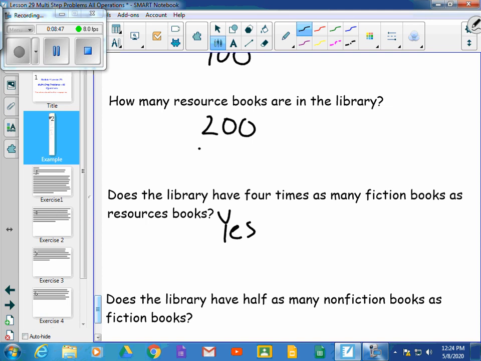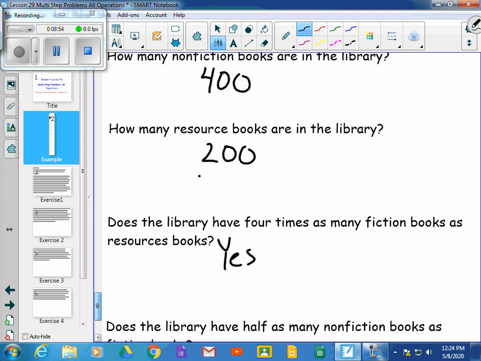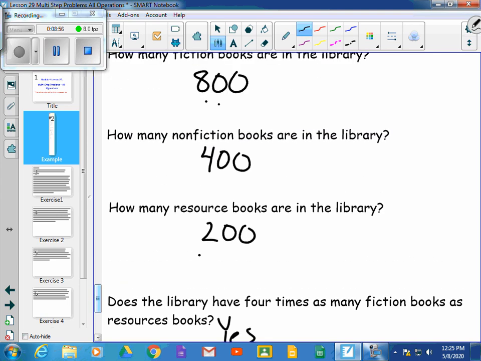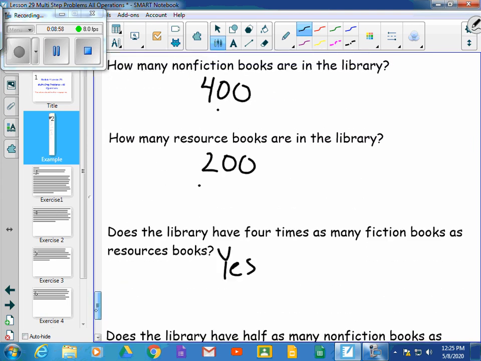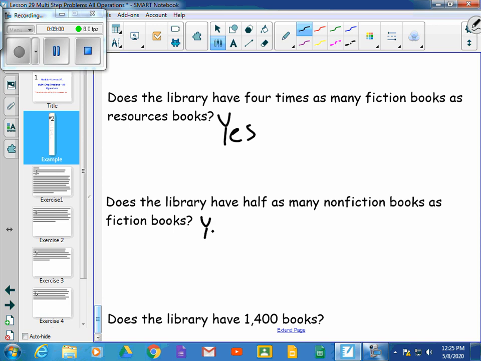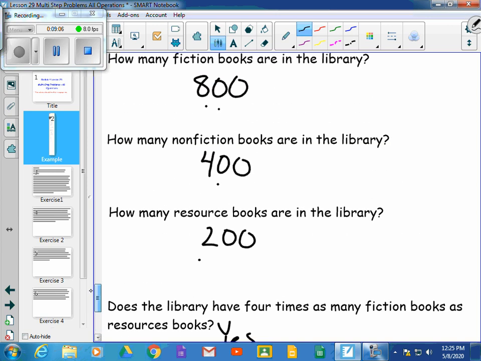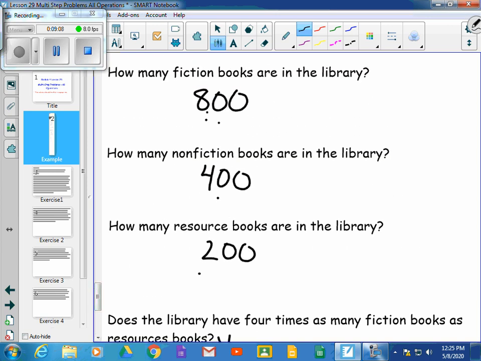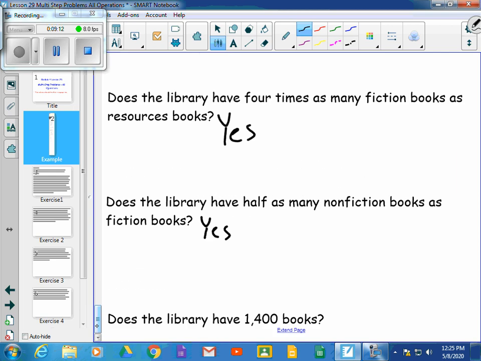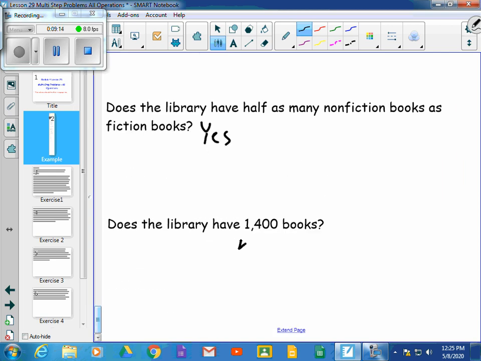And does the library have half as many nonfiction books as fiction books? Here's the fiction again, 800. Half of that's 400. So that answer would be yes. And does the library have 1,400 books? If we add those together, 800, I'm going to add it to 200, that's 1,000, plus 400 is 1,400. All 3 answers are yes.